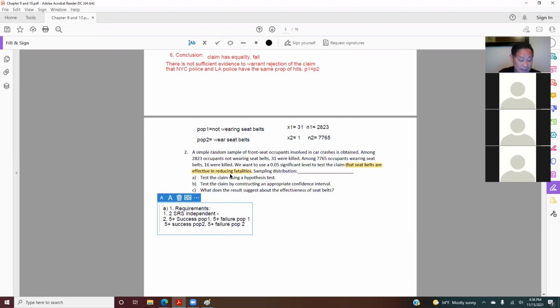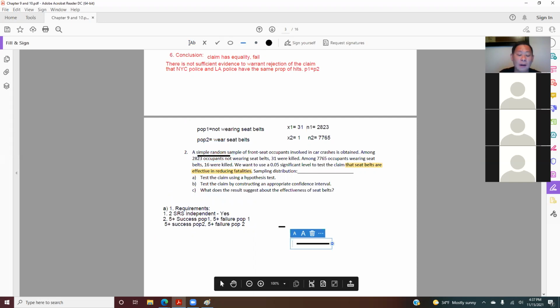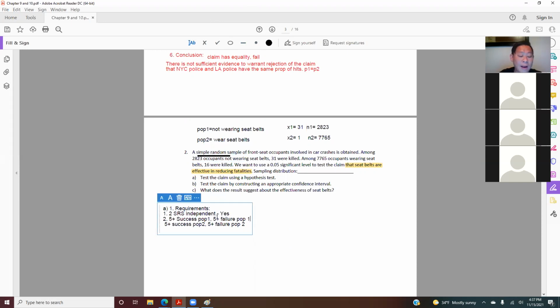Yes. Okay. And the word simple random sample is right over here, so that's why it is true in this case. Okay. Next, it needs to be 5 successes in population 1 and 5 failures in population 1, plus in population 2 as well. So how do we know if we fulfill the second requirement?